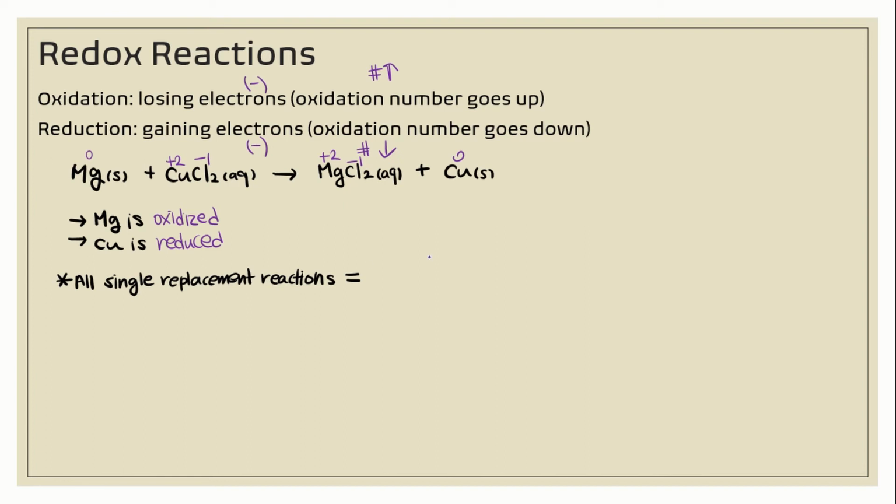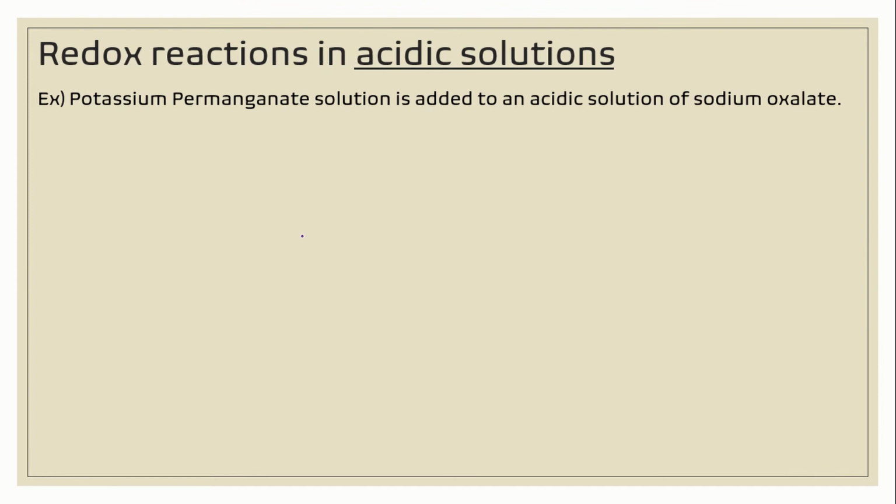And all single replacement reactions are redox reactions, because as you can see, the oxidation numbers of at least 2 atoms will change, and the change in oxidation number means redox reactions. Now, redox reactions in acidic solutions. It says potassium permanganate solution is added to an acidic solution of sodium oxalate.